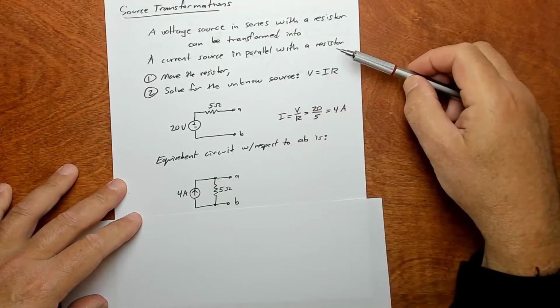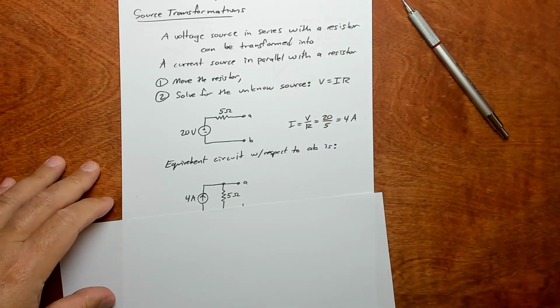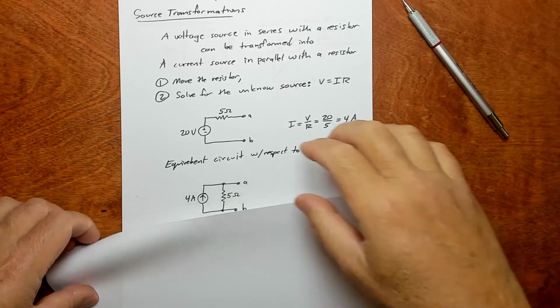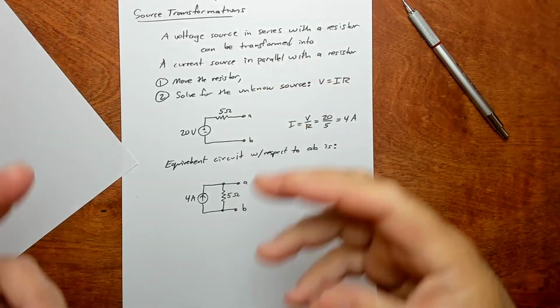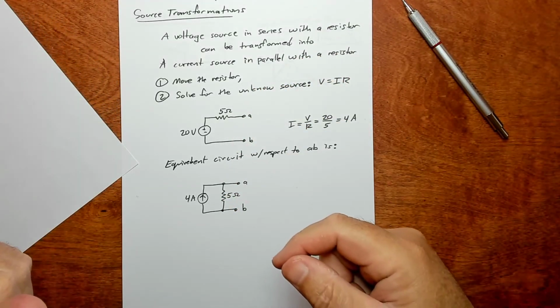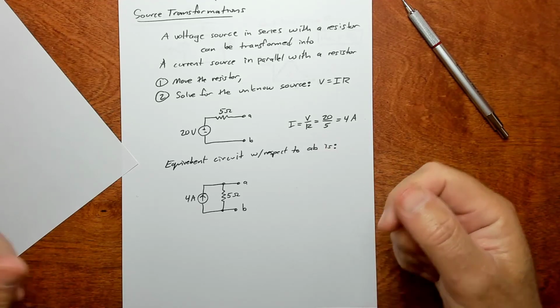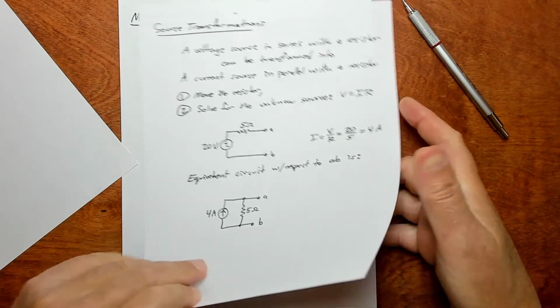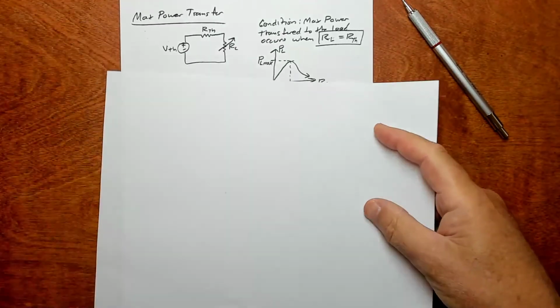Put it in there. This is a really nice technique for circuit simplification. You can do these transforms, and after you've done them, you can do the series and parallel simplifications that we saw in chapter 3. It's pretty cool. Okay, the last concept is max power transfer.